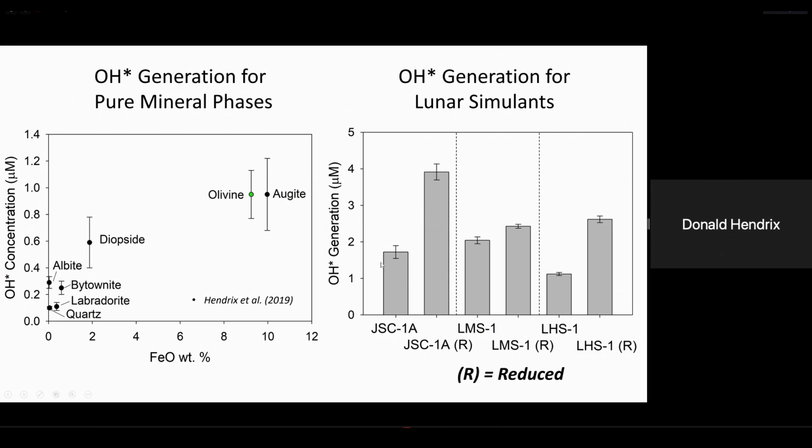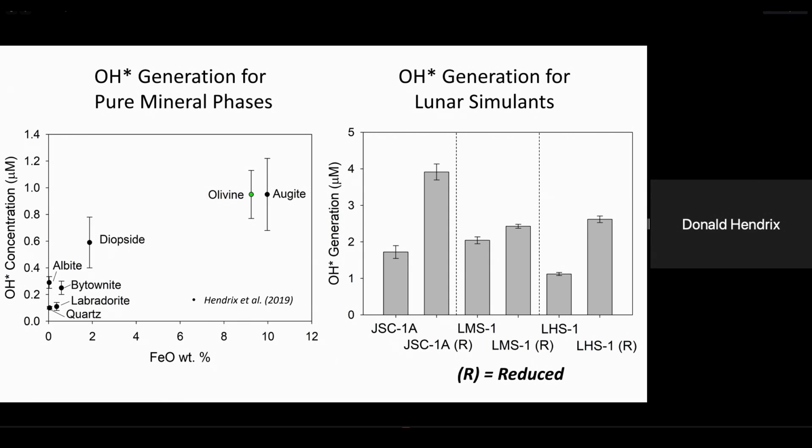So here we have some data that we obtained from our EPR. For the graph on the left side, we have just various terrestrial minerals, and we plotted their reactivity on the y-axis from 0 to 1.4, and on the x-axis, their iron oxide weight % content. Here on the bottom left of the graph, we have minerals such as albite, bitonite, labradorite, and quartz. These are felsic minerals, minerals that are not rich in iron, and they're pretty much not that reactive.